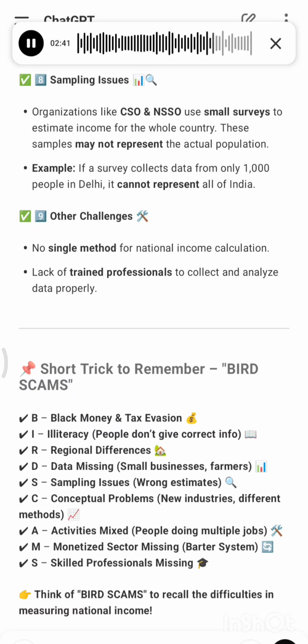9. Other challenges. No single method for national income calculation. Lack of trained professionals to collect and analyze data properly.